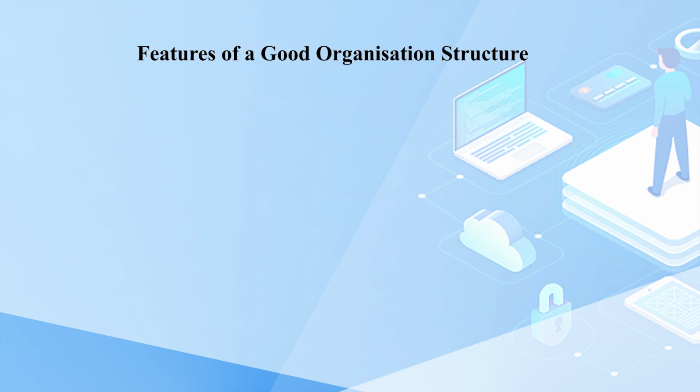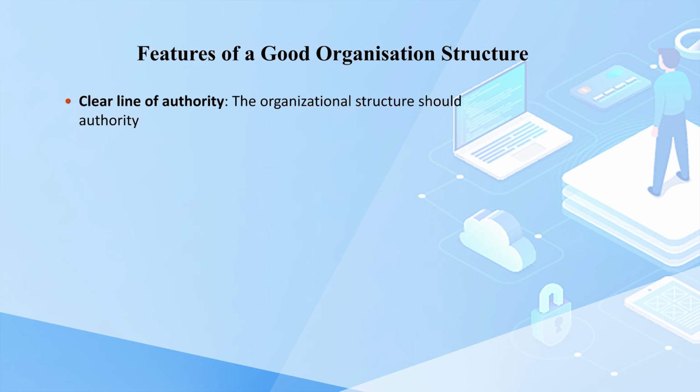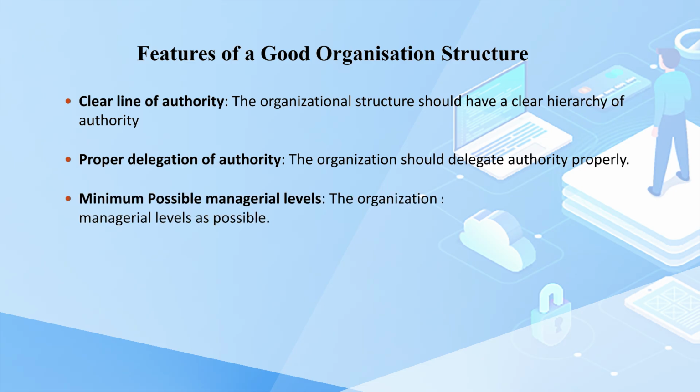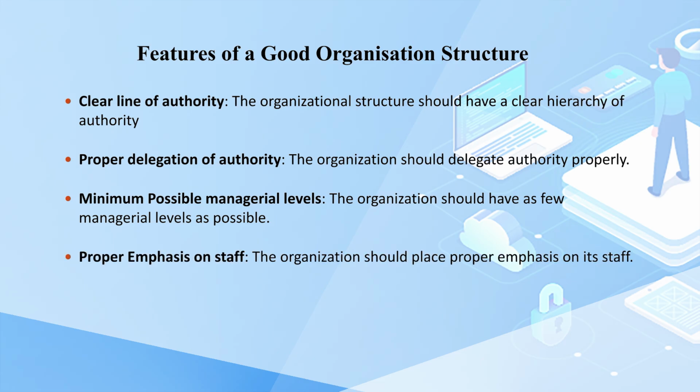Features of a good organizational structure: you should have a clear line of authority. The organizational structure should have a clear hierarchy of authority and proper delegation of authority. The organization should delegate authority clearly and properly. Minimum possible management levels: the organization should have as few managerial levels as possible. Proper emphasis on staff: the organization should place proper emphasis on its staff.